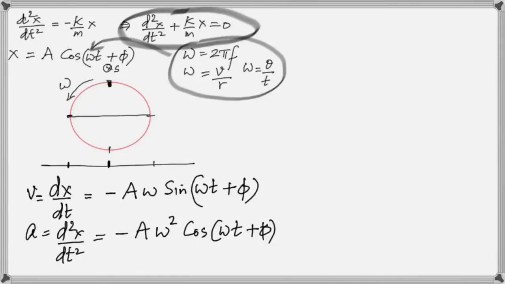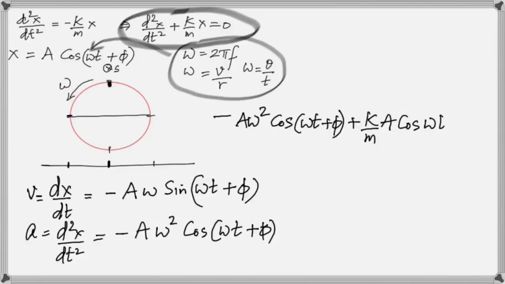Negative A omega squared cosine of omega t plus phi, plus k divided by m, times x. And x is A cosine of omega t plus phi, is equal to 0. I just plugged in the values of d squared x by dt squared and x. That's all I did.